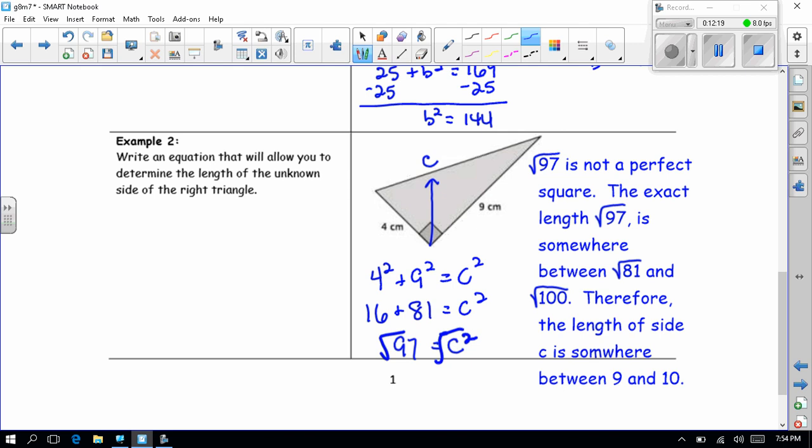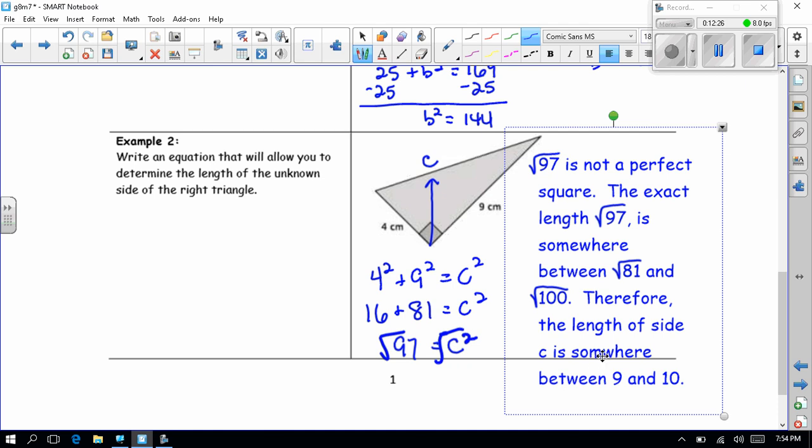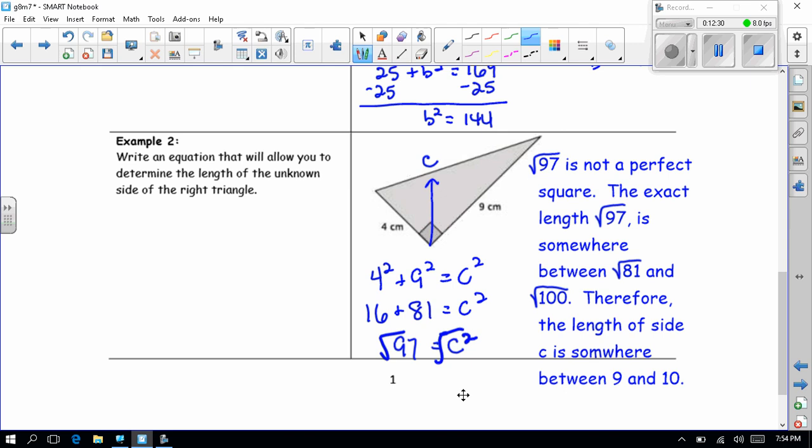And let me see if I can fix my misspelling. And I can't. Well, forgive me my misspelling. Somewhere is spelled somewhere. And for some reason, I can't fix it. So hopefully that makes sense to you.